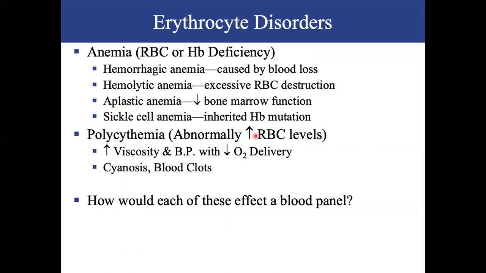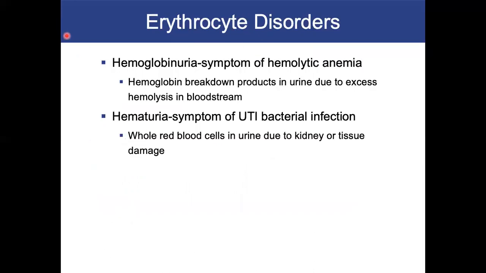Polycythemia, excessive red blood cells. You may think that's a good thing. It is to a certain extent, right? But then if you have too many red blood cells, your blood becomes really viscous and you can't get enough oxygen loaded onto them. That causes cyanosis, which is bluish skin, right? Because you're not getting enough oxygen to the tissues, and blood clots. Think about how these would affect your typical blood planner.